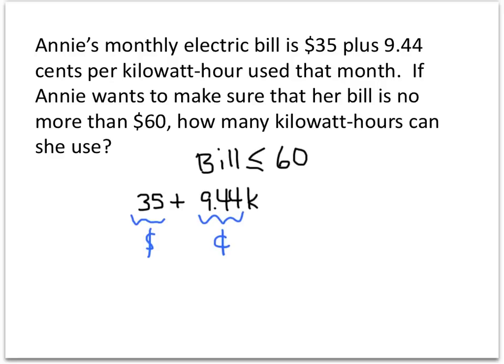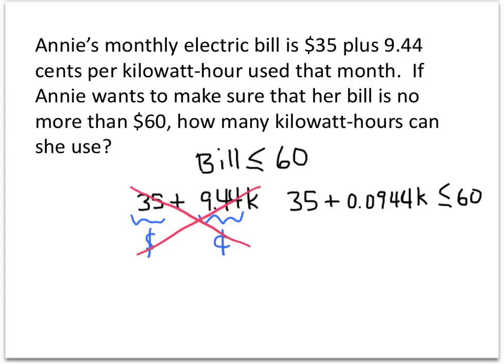So how do we fix that? Well, we need to make sure that both of our expressions are in the same denomination. Either both expressions are in terms of dollars or both are in terms of cents. We've got more dollars than cents in this problem, so let's keep everything in terms of dollars. So the 35 is still in dollars. How do I change 9.44 cents into dollars? Well, I just move the decimal place 2 spaces to the left. So 9.44 cents is $0.0944 times my k, less than or equal to 60.